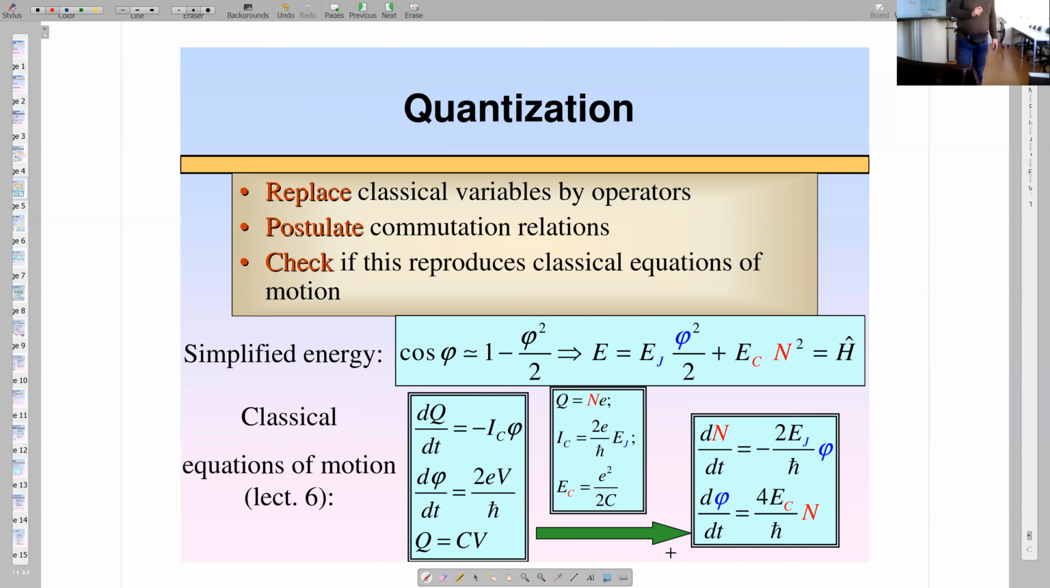Right, what is the procedure? Again, it's not something which comes from the blue sky, it's something which we engineer. So first of all, we replace the classical variables by operators. That doesn't help much because we don't know what is the effect of putting the operators in different order. We have to fix that, and this fix is provided by postulate of commutation relations between these operators.